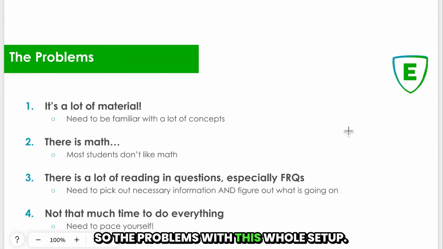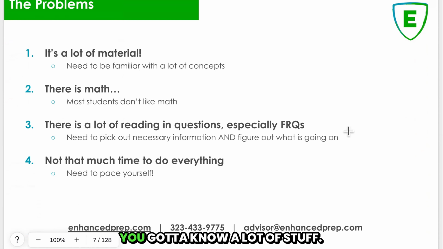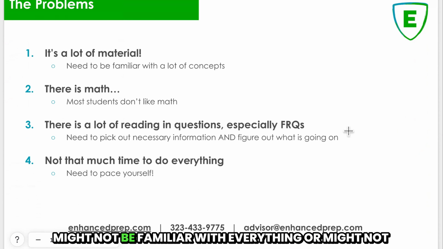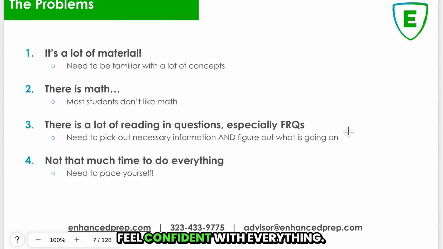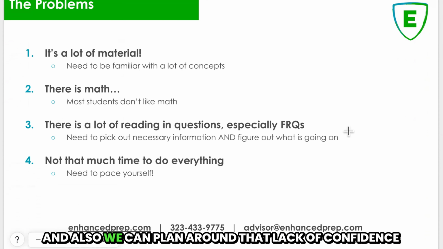So the problems with this whole setup, at the end of the day, it is a lot of material. You got to know a lot of stuff, might not be familiar with everything or might not feel confident with everything. But we're going to try working on that today. And also, we can plan around that lack of confidence too.